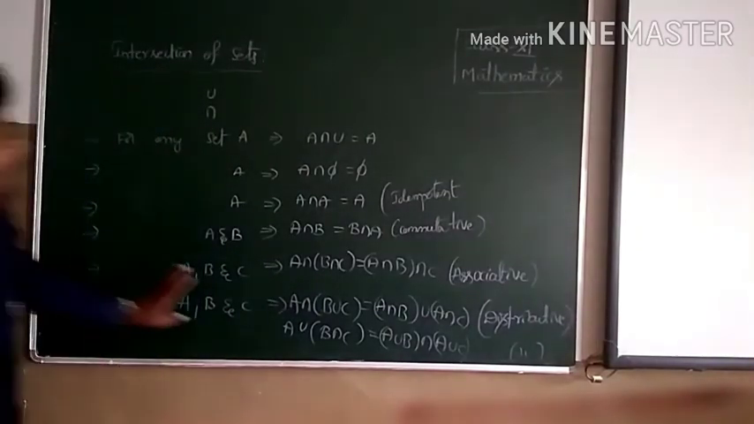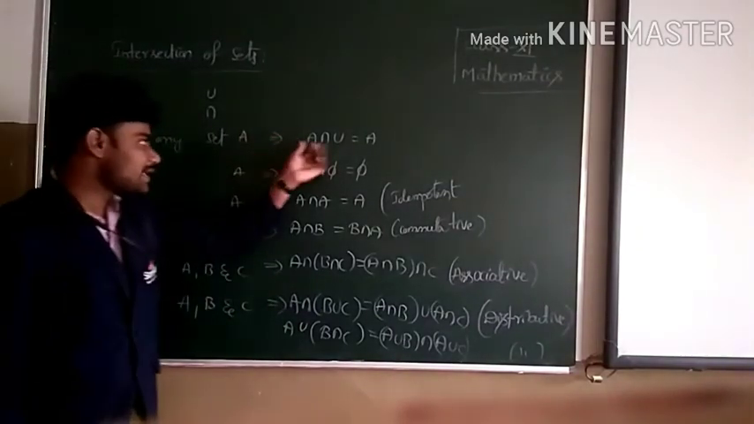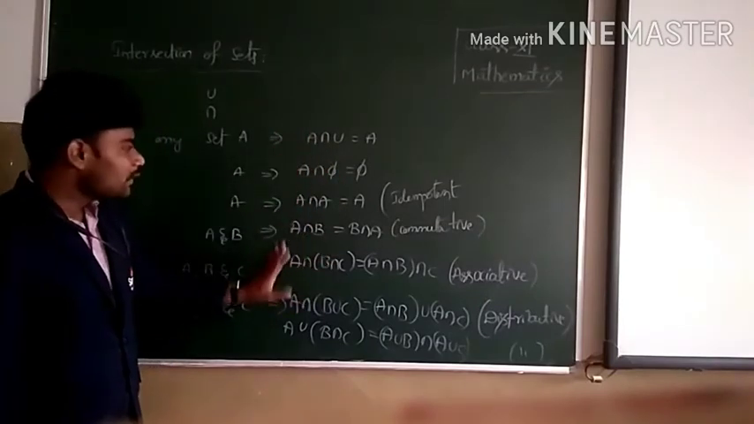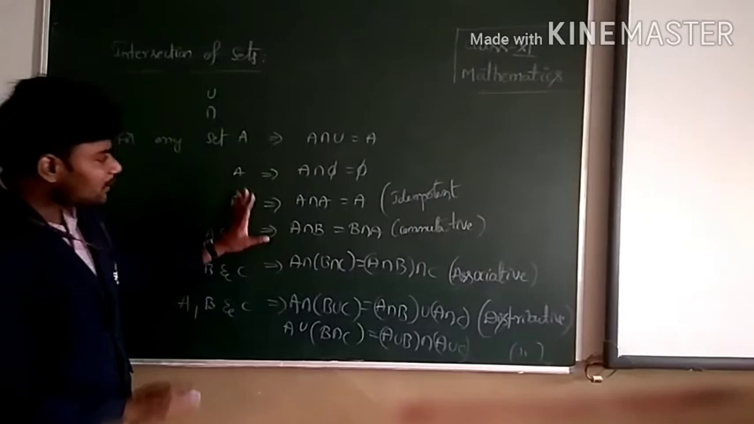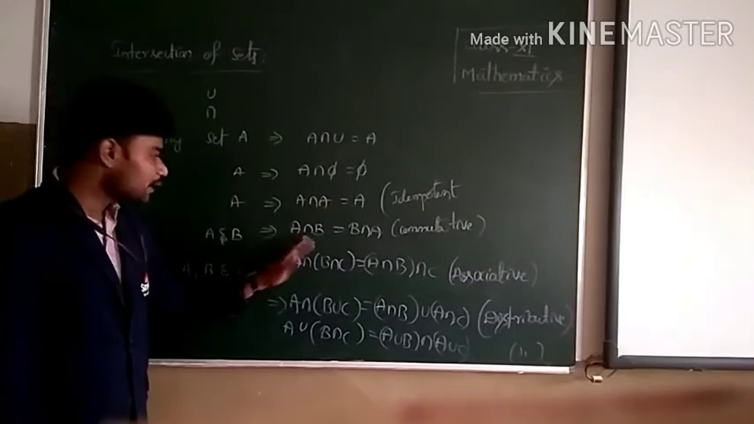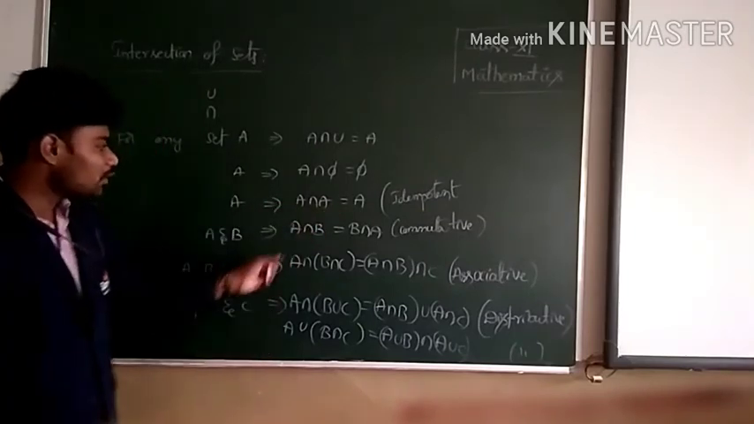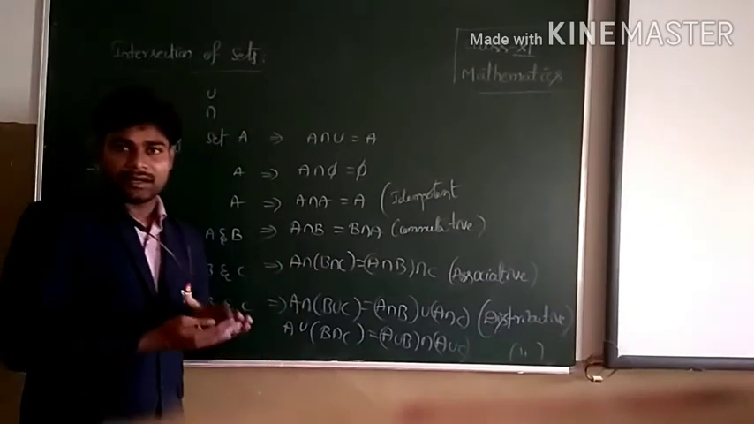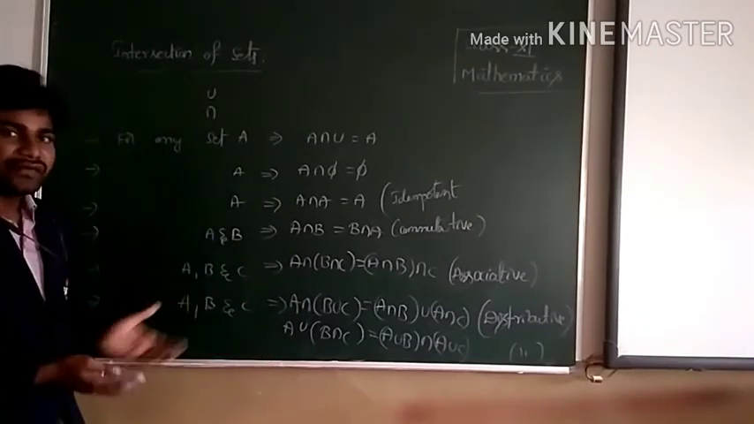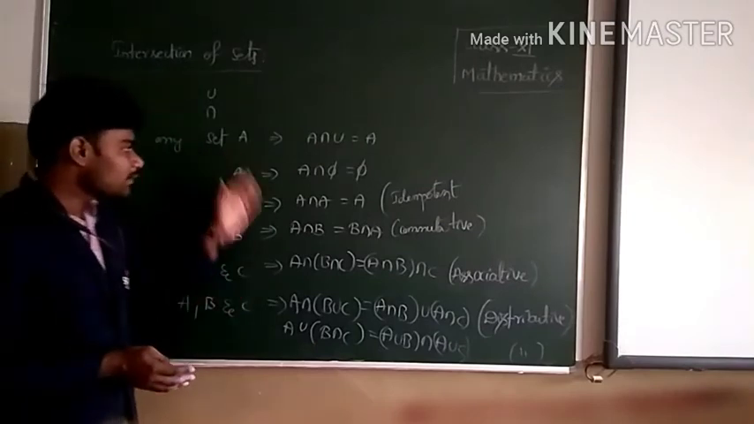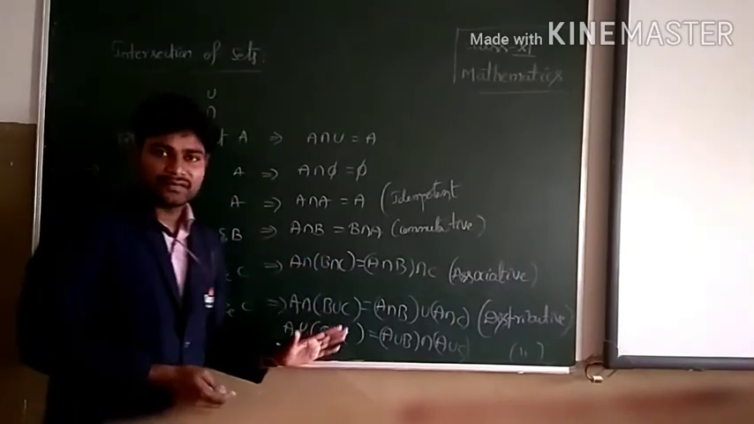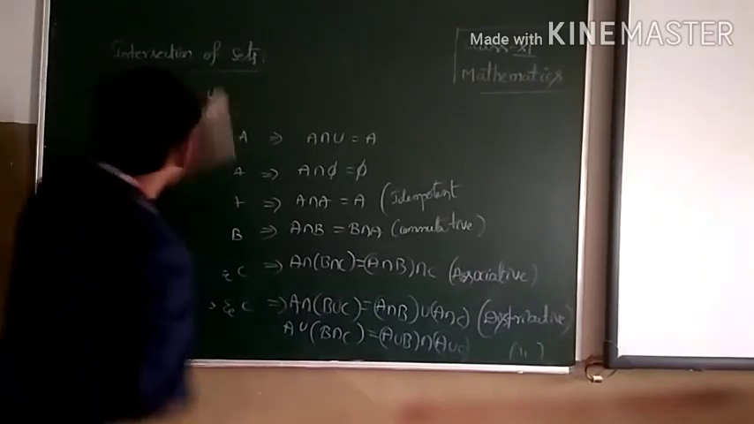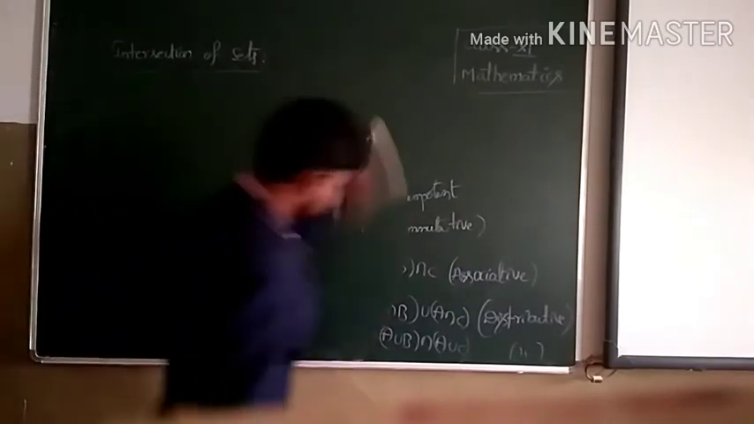If you have any doubt, you can take examples and you can prove all these results. You will get exactly equal results on both sides. Already I have proved the properties under union of sets, and like that you can prove all these results.